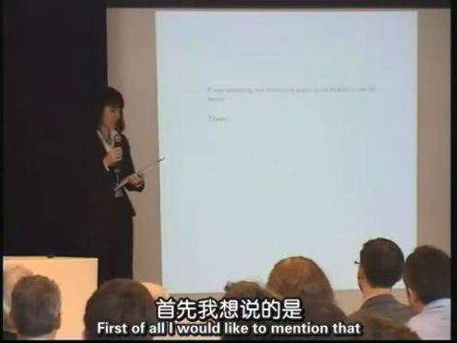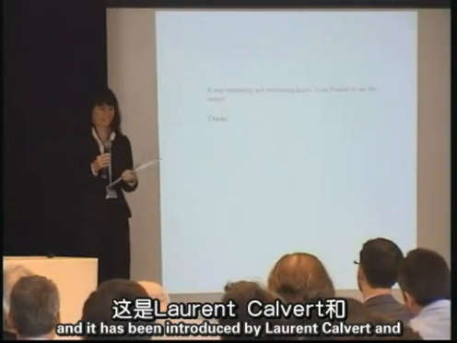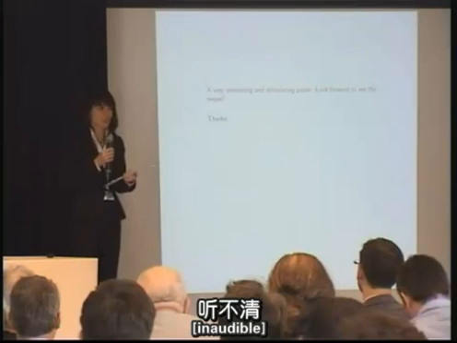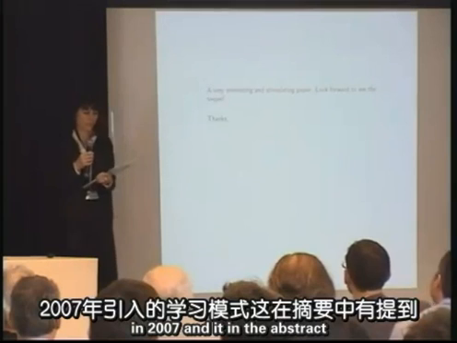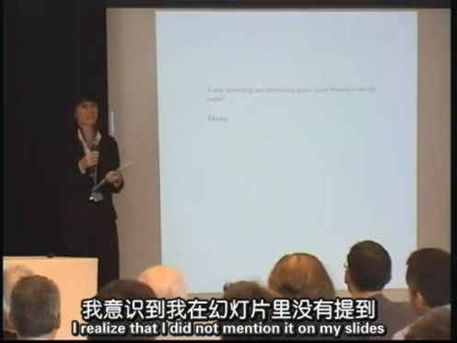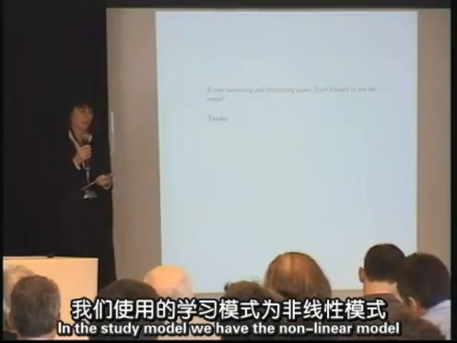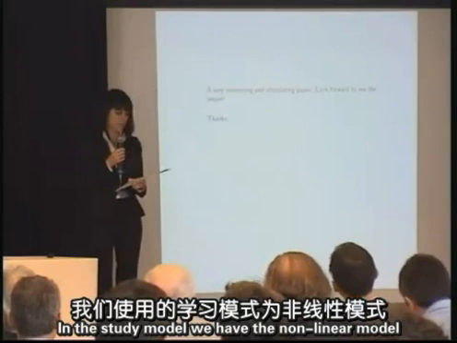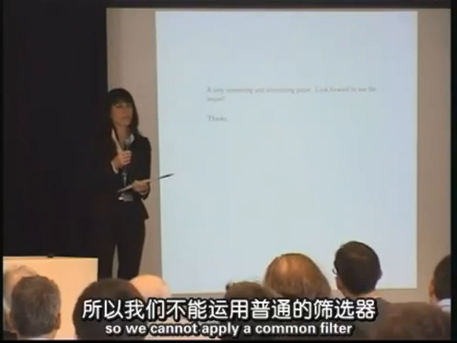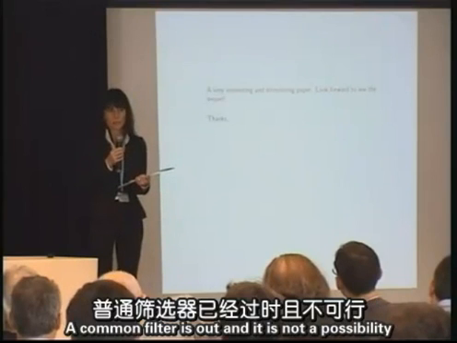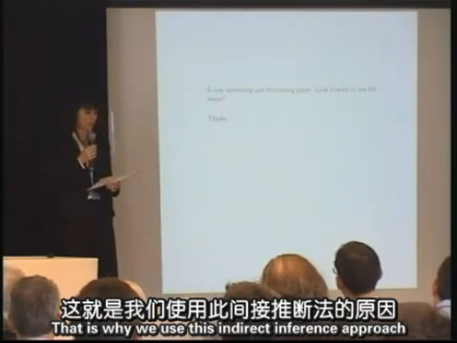First of all, I would like to mention that the learning model that we use is not ours. It has been introduced by Laurent Cazé and Adlai Fischer in 2007. It's written in the abstract. I realized that I did not mention it on my slides. I'm sorry about that. So, in this learning model, we have a nonlinear model, right? We have an isoelastic utility function, so we cannot apply a Kalman filter. So the Kalman filter is out; it's not a possibility. That's why we use this indirect inference approach.